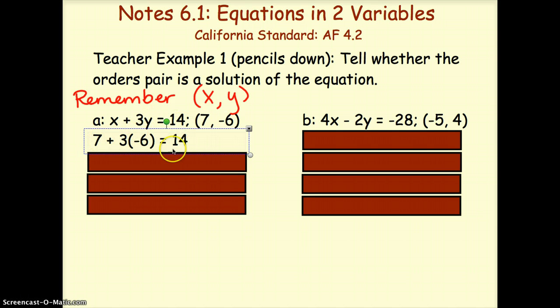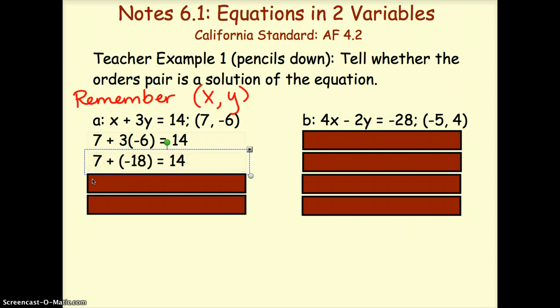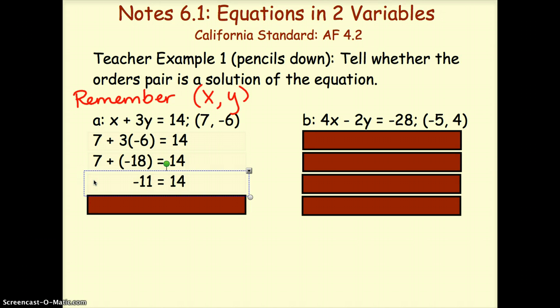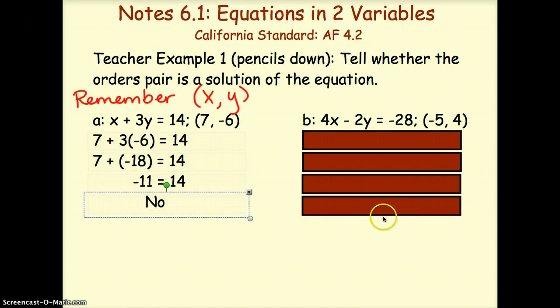Now all we're doing here is the check to see if all of this really does equal 14. So you can draw your fence, bring all the 14s down. They're going to come straight down. Of course, we're using order of operations, so we start with 3 times -6. And then 7, positive plus a negative, will give us secretly subtracting. And of course, because 18 has a greater absolute value, our answer is negative. -11 does not equal 14, so our answer would be no.